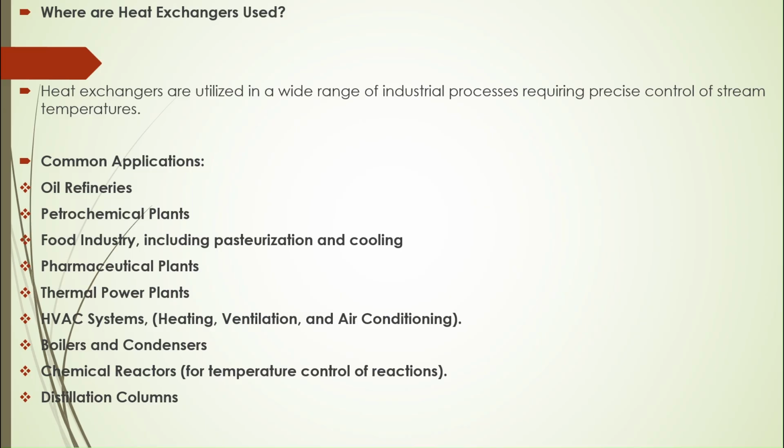Where are heat exchangers used? Heat exchangers are used in oil refineries, petrochemical plants, the food industry, pharmaceutical plants, power plants, boilers, condensers, reactors, and distillation columns. They are used whenever temperature control is required.